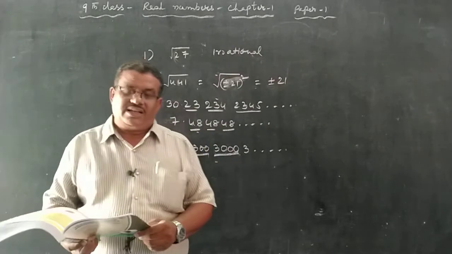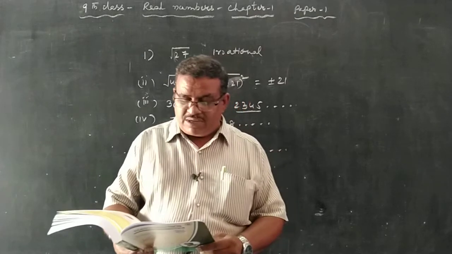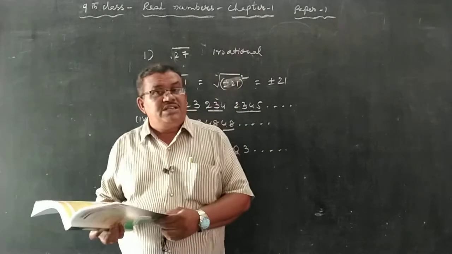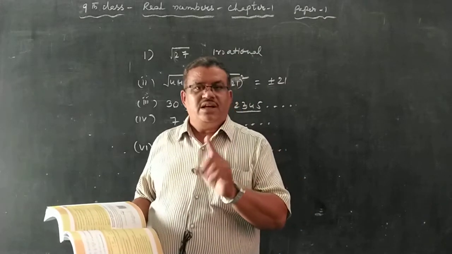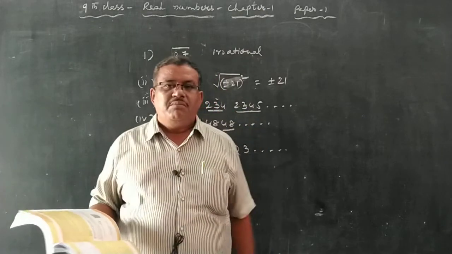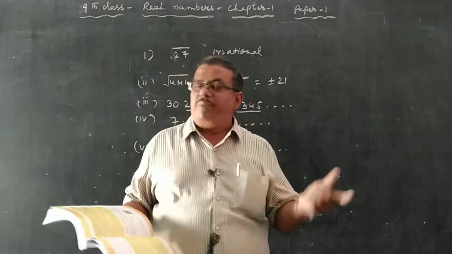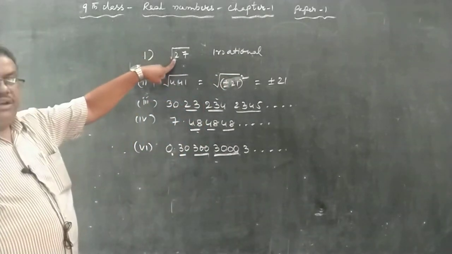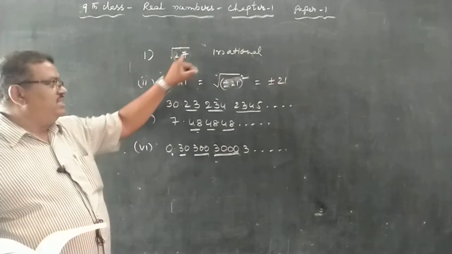This is the first Roman numeral in exercise 1.2: explain with an example how irrational numbers differ from rational numbers. Clearly, every rational number can be expressed as either a terminating decimal or a non-terminating recurring decimal. But every irrational number is neither terminating nor repeating. See the examples. This is irrational, since we cannot write it as a perfect number's whole square.